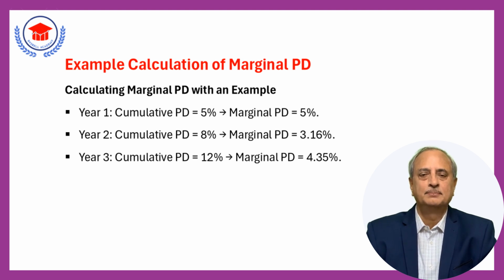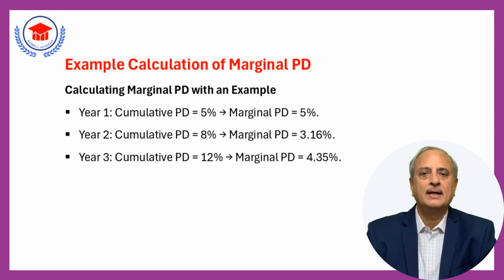Suppose the cumulative PD for year 1 is 5%. Since this is the first period, the marginal PD is also 5%. Moving to year 2, the cumulative PD increases to 8%. The marginal PD for year 2 is the difference between 8% and 5%, adjusted by the survival probability up to the start of year 2. When calculated, it's around 3.16%.